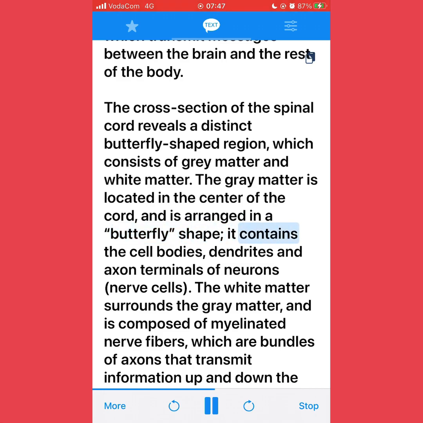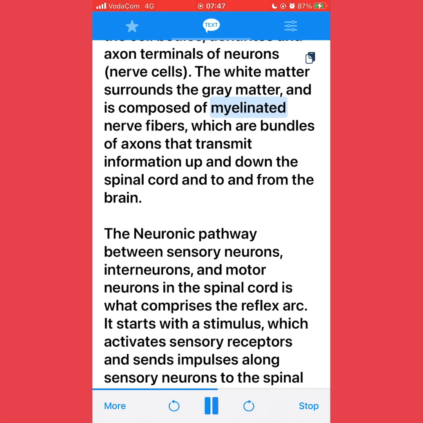It contains the cell bodies, dendrites and axon terminals of neurons, nerve cells. The white matter surrounds the gray matter, and is composed of myelinated nerve fibers, which are bundles of axons that transmit information up and down the spinal cord and to and from the brain. The neuronic pathway between sensory neurons, interneurons, and motor neurons in the spinal cord is what comprises the reflex arc.